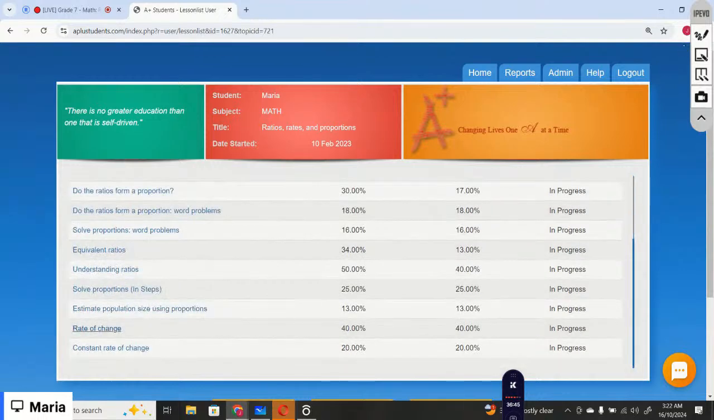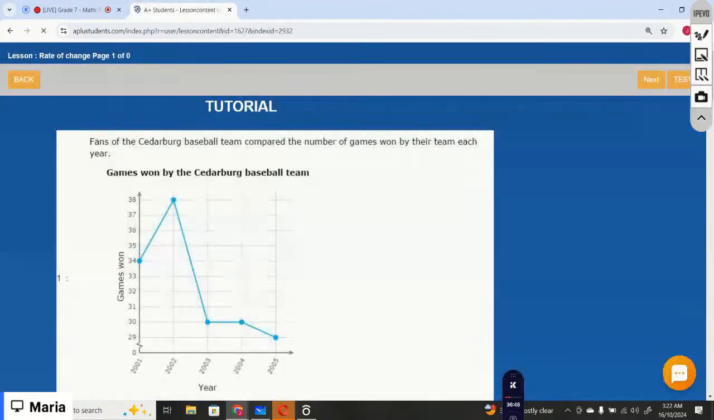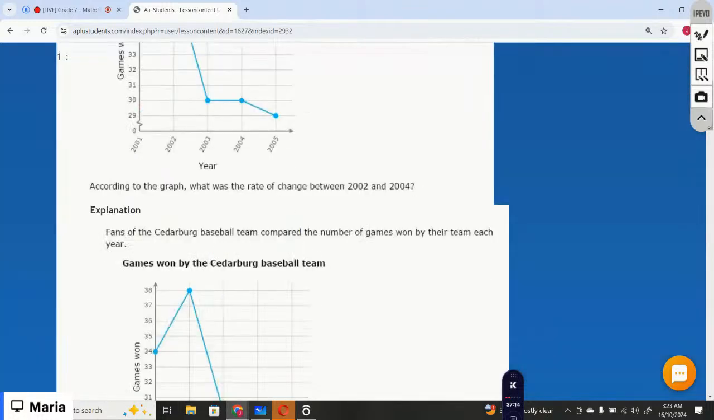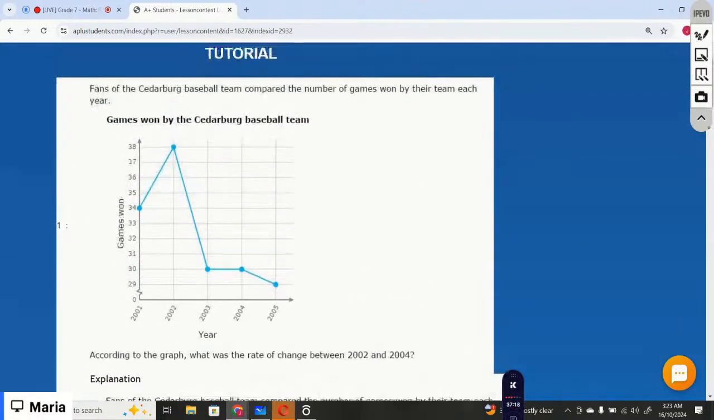The next lesson is rate of change. Fans of the Cedarburg baseball team compared the number of games won by their team each year. According to the graph, what was the rate of change between 2002 and 2004?